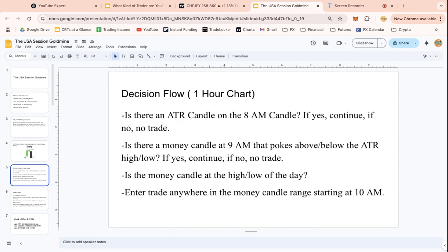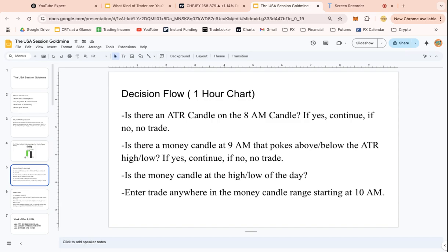Okay, so the first step when we come to a chart, at 8 a.m., when you put your cursor over the 8 a.m. candle, and these times are all Eastern Standard Time here, New York session: is there an ATR candle at 8 a.m.? If yes, we can continue. If not, there's no trade. We're not trading any candles that have not exceeded their average true range for the last hour, for that 8 o'clock hour.